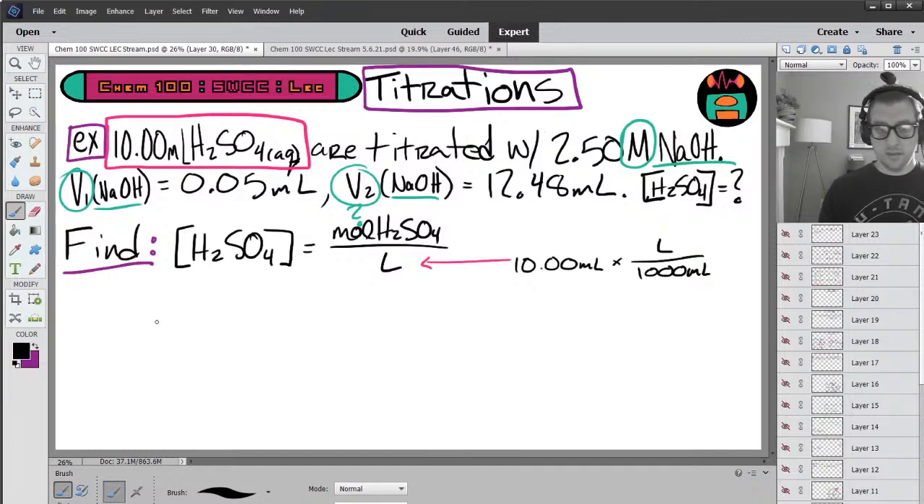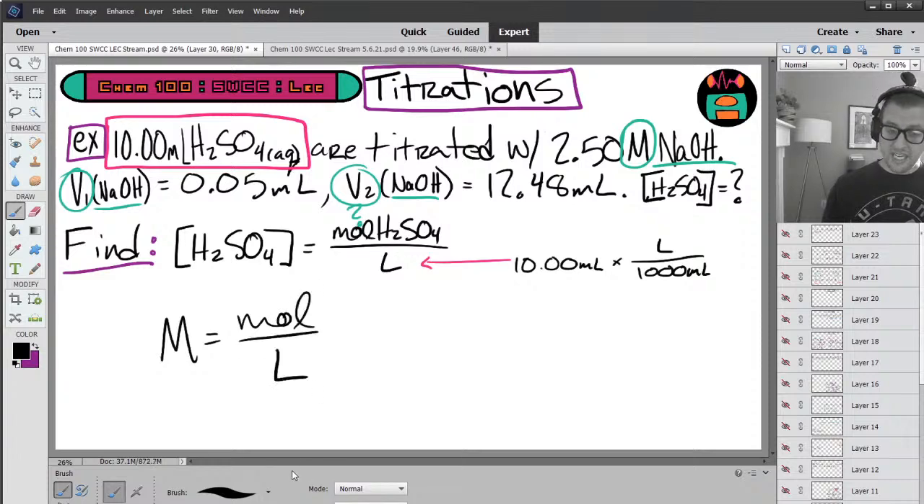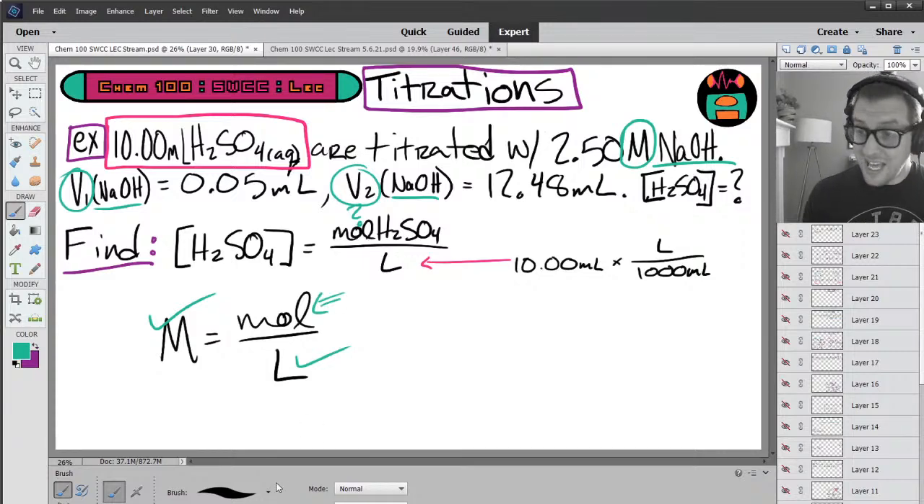Well, molarity is equal to moles over liters. We know molarity, we know volume, so we can find moles of sodium hydroxide. That isn't going to do us any good without a balanced chemical equation.